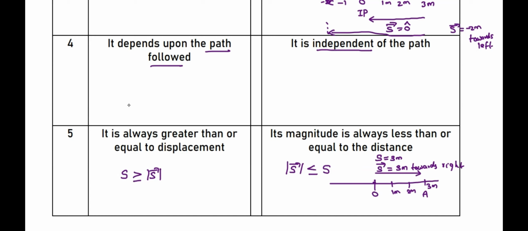Suppose he is coming back to point O. In this case, the magnitude of the displacement is 0, but the distance travelled is equal to 3 meter plus 3 meter, that is nothing but 6 meter. In this case, the distance travelled is more than the magnitude of the displacement.